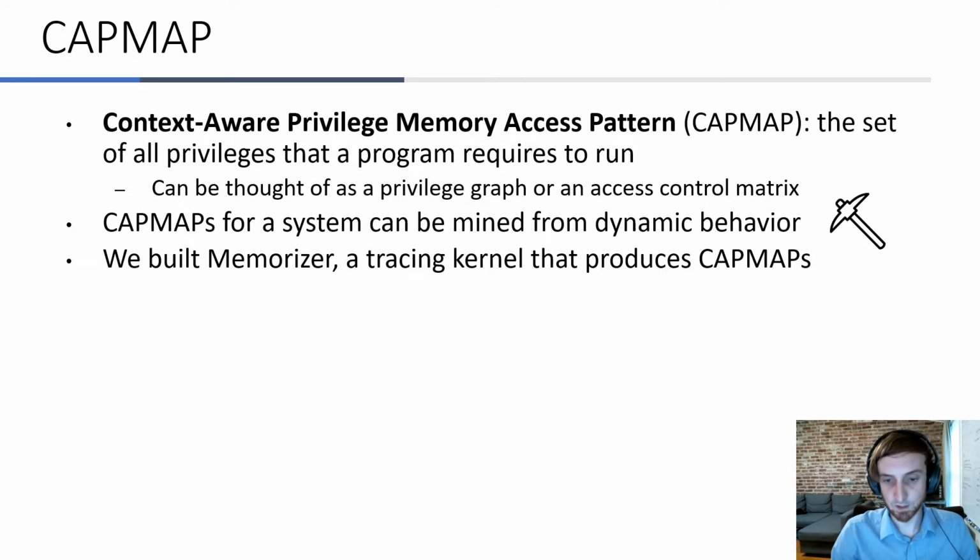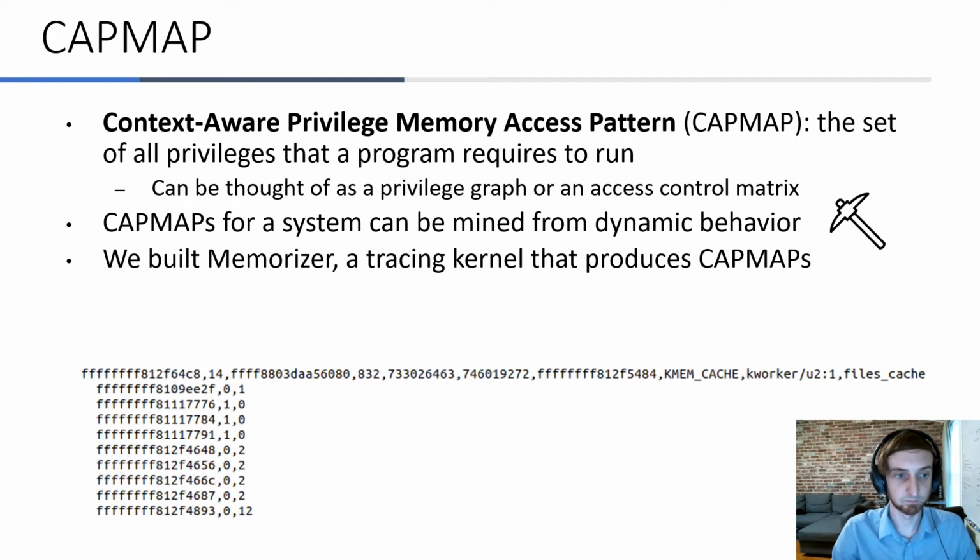And then we hook the KASAN load and store instrumentation to track accessed objects. And then we also instrument calls and returns to collect the control flow data so that we can collect all this cat map data from an actual system. To make this concrete, I'm going to show one actual output from our tool just to show you what this really looks like. So this is an example of the output from Memorizer.